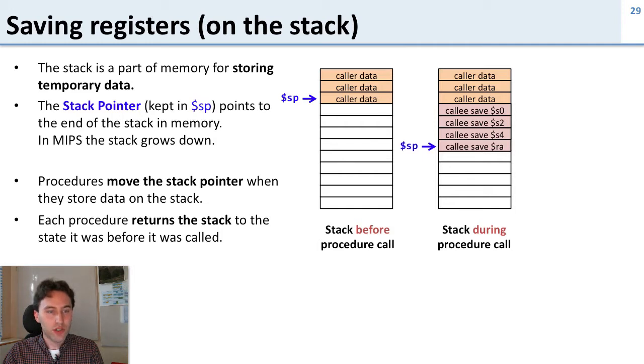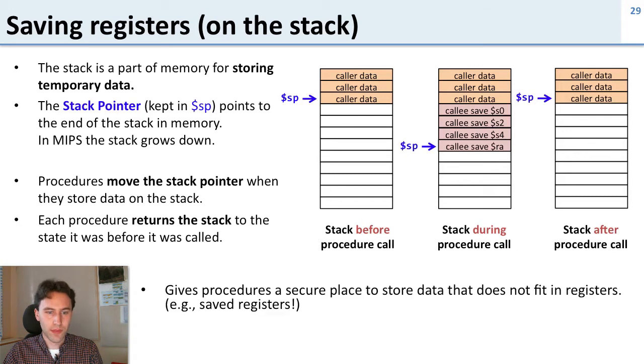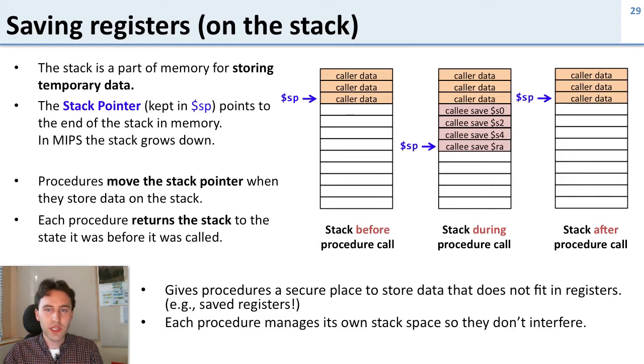Now, when the procedure is done, the callee has to return the stack to the way it was before. So after the procedure call, it's going to read those values in from memory, put them back into the right register files, move the stack pointer back to where it was expected, and then go ahead and return to the caller. So the stack gives procedures a secure place to put their data that doesn't fit in registers. Each procedure manages their own stack space so they don't interfere. Your stack space is below the stack space of whatever called you.